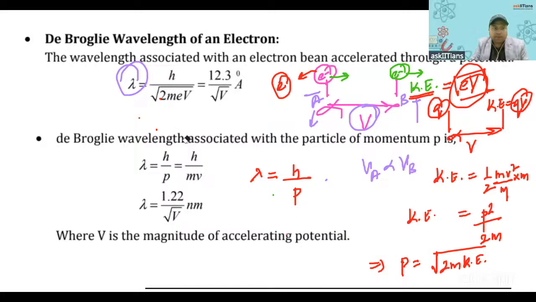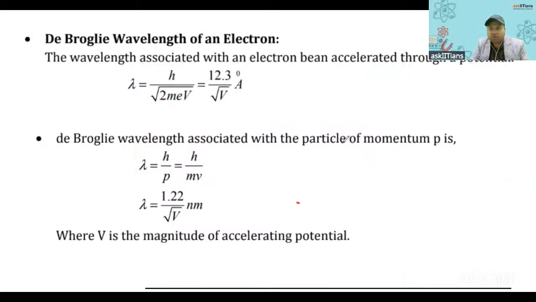Then next we have the de Broglie wavelength associated with the particle momentum p. So that we know, h by p, h by mv, right? And also it can be written in nanometer like this. It is the same thing, it is angstrom, and we have just put the decimal point to the left, so it becomes nanometer. So this formula is important in terms of nanometer.